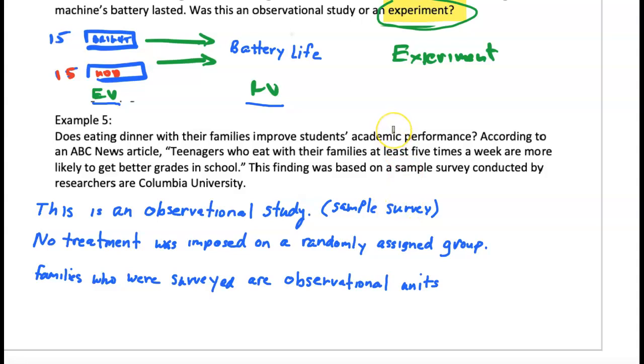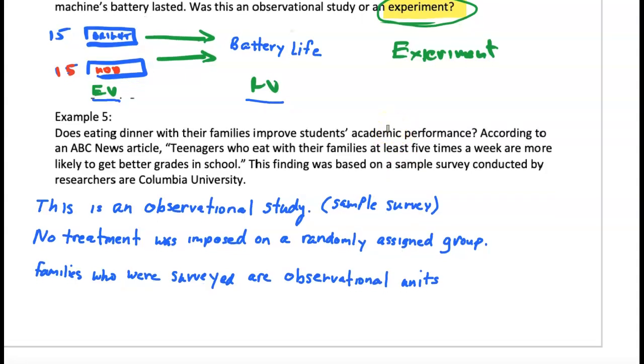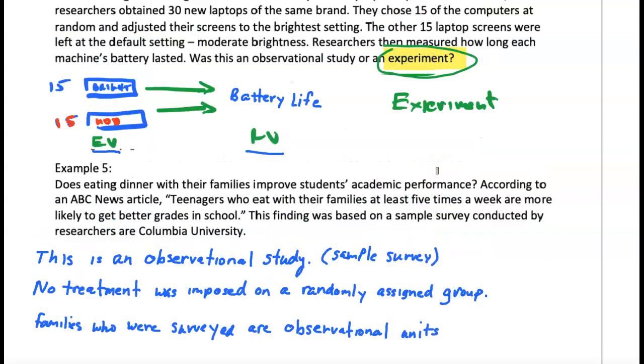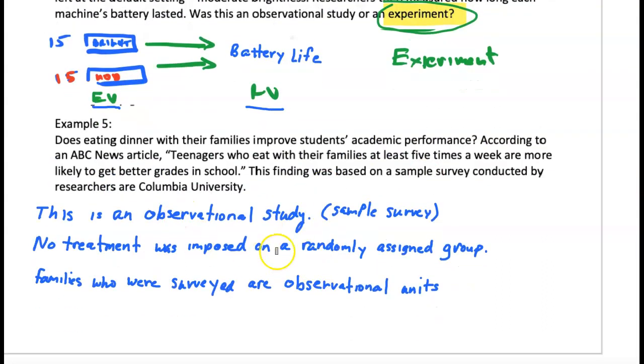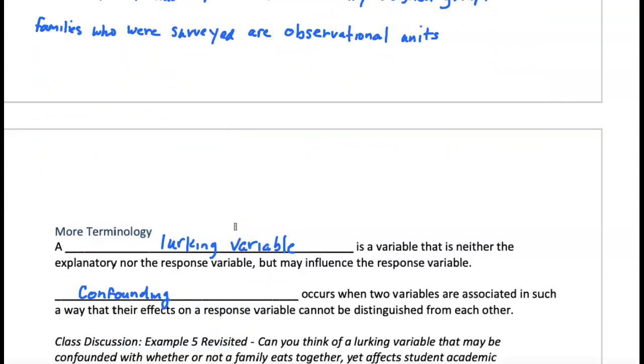versus this observational study, because it's a sample survey and no treatments were imposed. Families who were surveyed are the observational units in this case. So it doesn't have to be a person; it's the families in this case, the group or things or individuals that were being surveyed. So this is an example of an observational study versus an experiment.